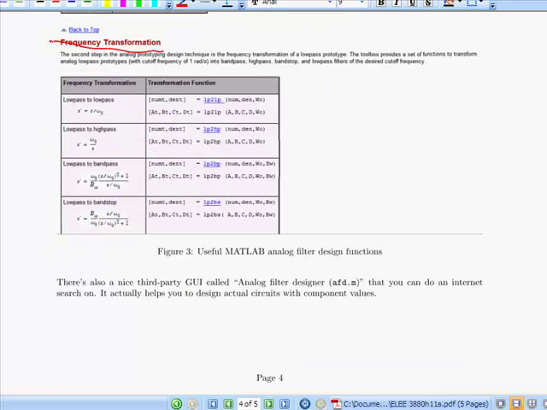Okay, so this section on frequency transformation, this is what I referred to before. Remember, in the Butterworth filter, the polynomials only give you a low pass with omega c equal to 1 radian per second. So the problem with that is that we might want a high pass filter. We might want a band pass filter. We might want our critical frequencies to be something other than 1 radian per second.